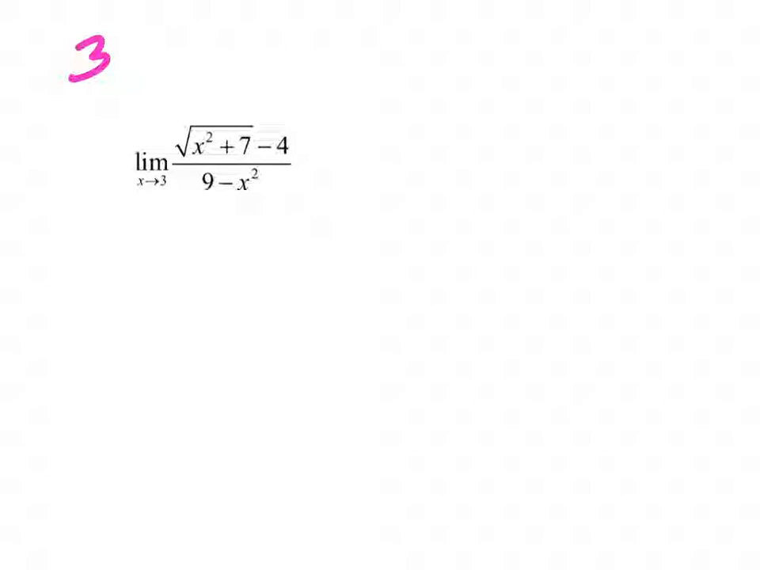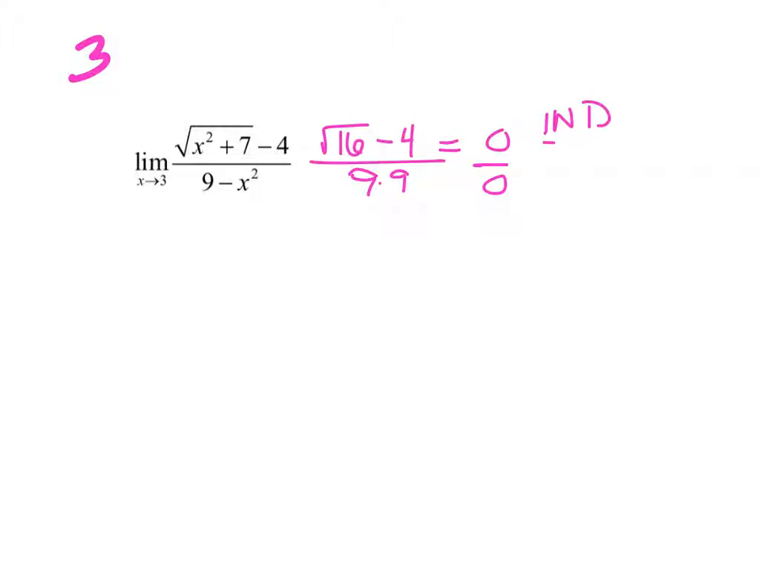3 squared is 9, 9 plus 7 is 16, so I get the square root of 16 minus 4, which of course is 0, all over 9 minus 9, which is also 0. So I definitely have indeterminate. Again, not 0, not does not exist. Indeterminate, which means do something else.